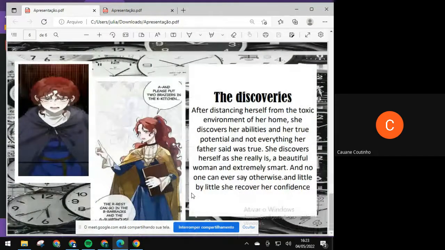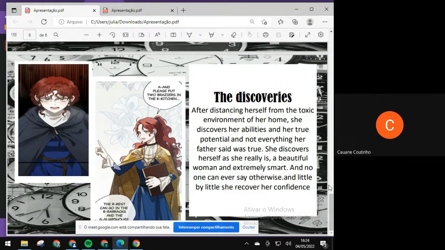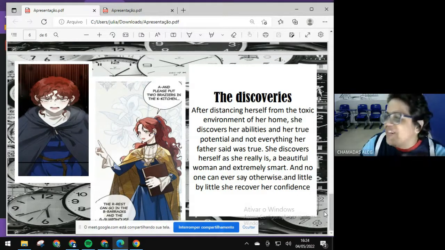The discoveries. After distancing herself from the toxic environment of her home, she discovered her abilities and her true potential, and that not everything her father said was true. She discovered herself as she really is, a beautiful woman and extremely smart, and no one can say otherwise. And little by little, she recovered her confidence. Oh, beautiful. That's it. Wow, thank you.